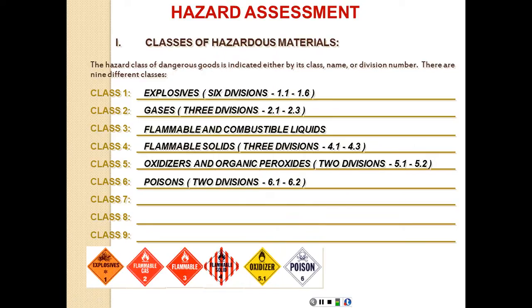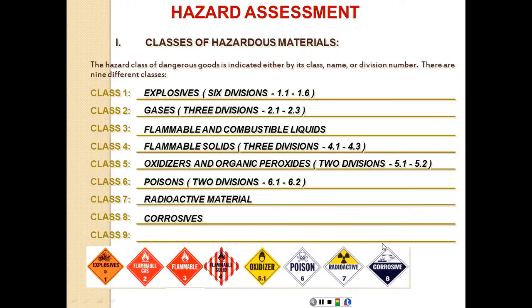Number 6 is poisons. That's quite rare to see on a truck, but again, it may exist there. And it has 2 divisions, 6.1 and 6.2. Class 7, radioactive material, and that's a class on its own, class 7. Class 8, corrosives, and class 9, miscellaneous. It's still something that would not classify under any of these 8 classes, but it's still a hazardous material, so in this case it would be miscellaneous.